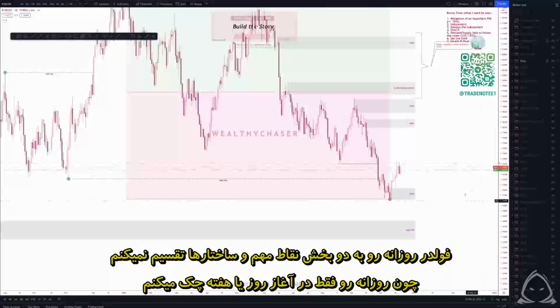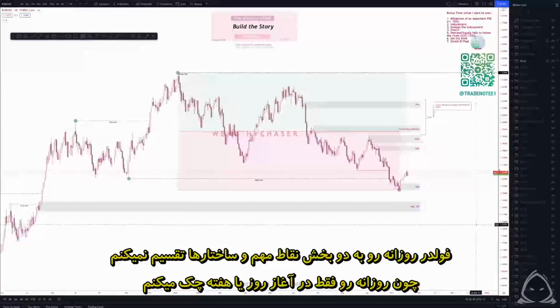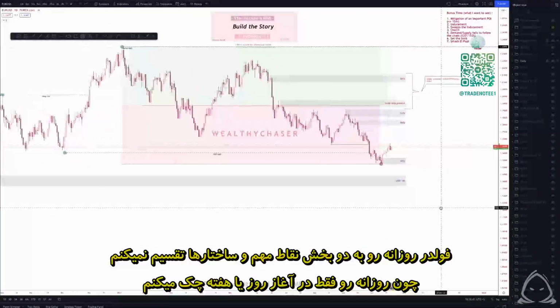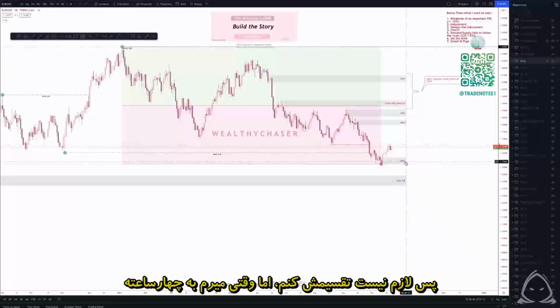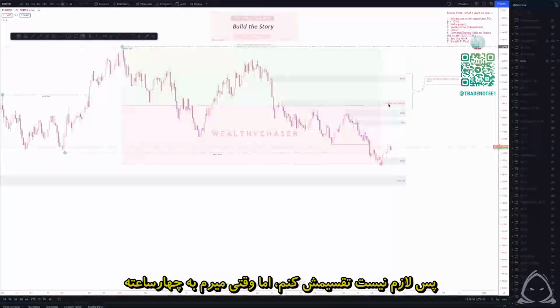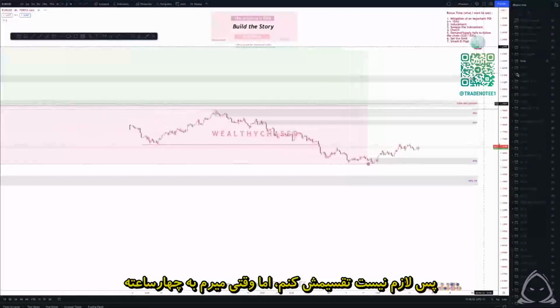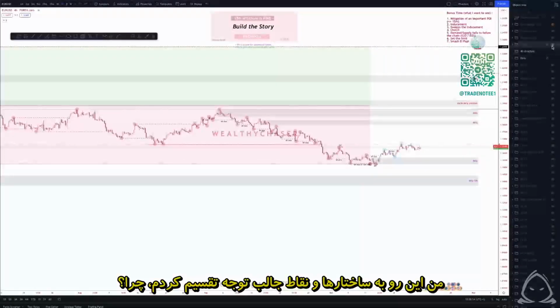I don't have the daily divided by structure and POIs because I normally only check daily at the beginning of the day or week. So it's not very important for me to keep it divided. But once I go to the 4-hour, as you may see, I have it divided into structure and POIs.